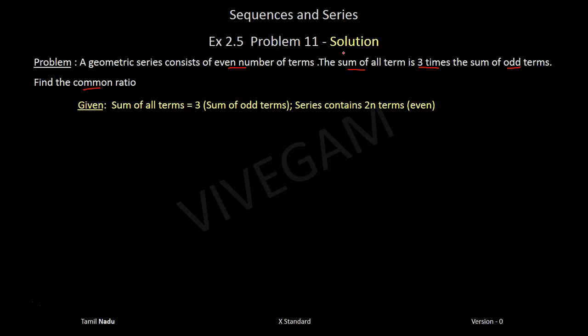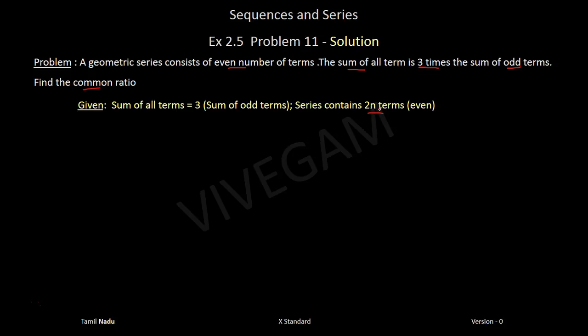Given the sum of all terms is 3 times the sum of odd terms, and the series contains 2n terms. Because they say it is an even number of terms, we take the series to contain 2n terms, because for whatever value of n, the series will contain an even number of terms. Let's try n equal to 5. It will contain 10 terms, which is even. n equal to 12: 12 twos are 24, which is again even. So n being odd or even, because it's multiplied by 2, it will always be even. That's why, instead of taking our normal n terms, we are saying the series contains 2n terms.